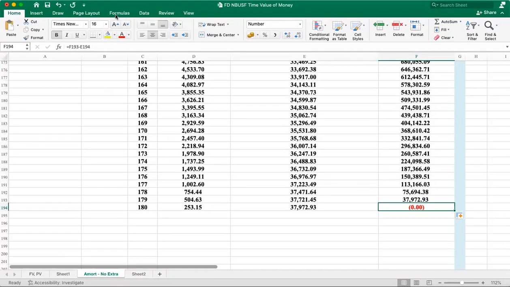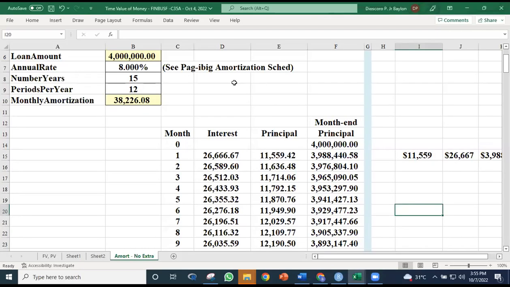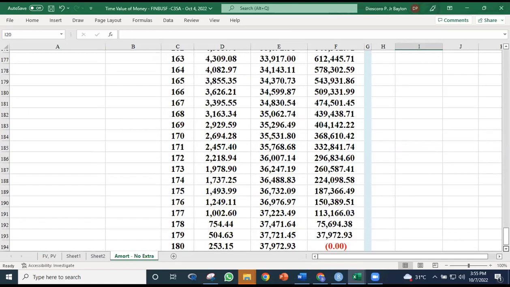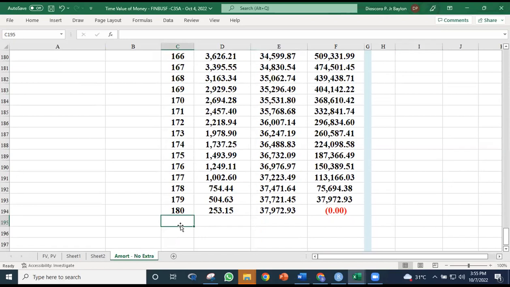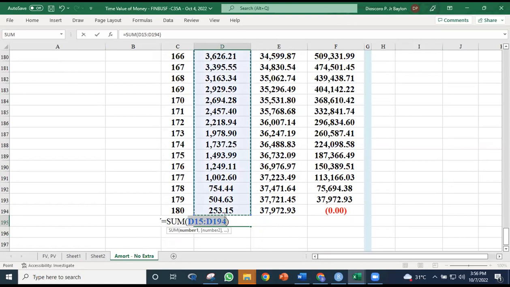Share screen ulit ako. Okay. Alright. So I hope you got this, guys. Okay, if we check, go below. Guys, let's get the totals. Okay, alt equal to, and then let's copy this to the right.